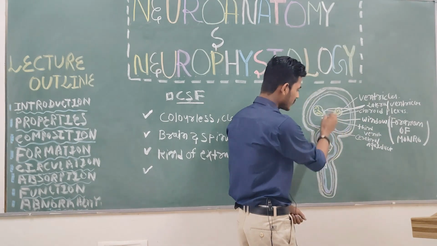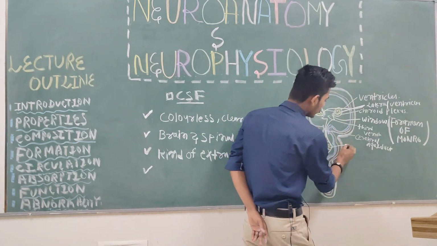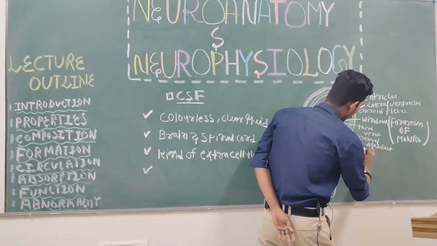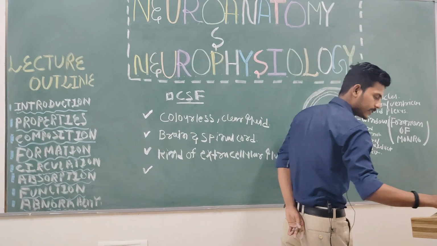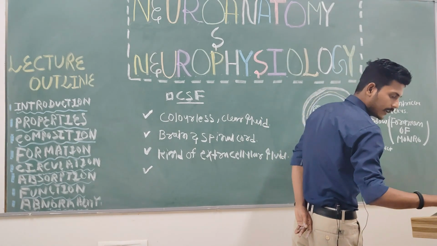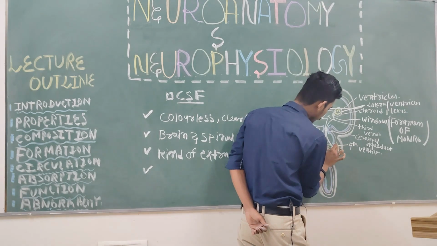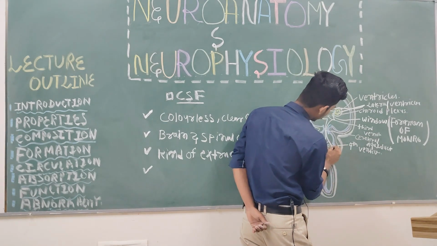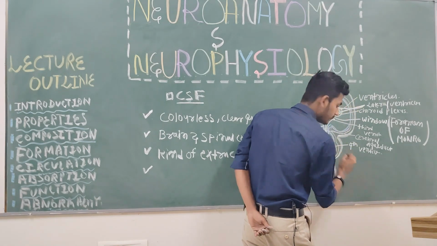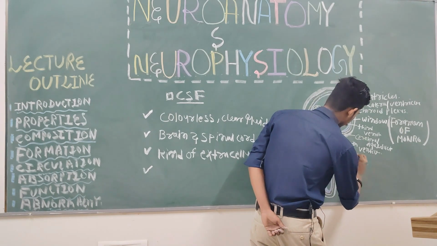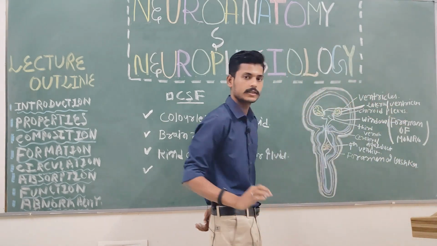And this duct is one passage which helps to link the third ventricle with the fourth ventricle, and this is your fourth ventricle. Understood? Now, the fourth ventricle has one window, and this window is called the foramen of Luschka. See, here is one opening, and this is called the foramen of Luschka. Clear?